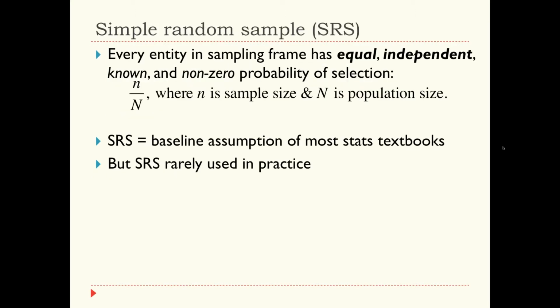So the fundamental problem with the way that many of us have been taught and use statistical techniques is that we assume that we have a simple random sample, which we actually almost never do. But before I can explain how we deviate, I need to define a simple random sample. In a simple random sample, every entity in the sampling frame has an equal, independent, known, and non-zero probability of selection. So you have a particular population size, and you randomly select so many people from it.